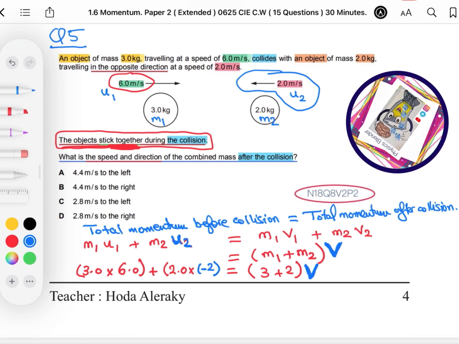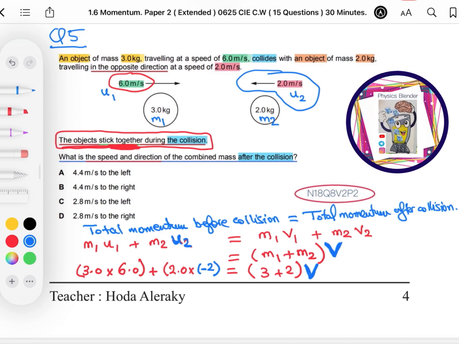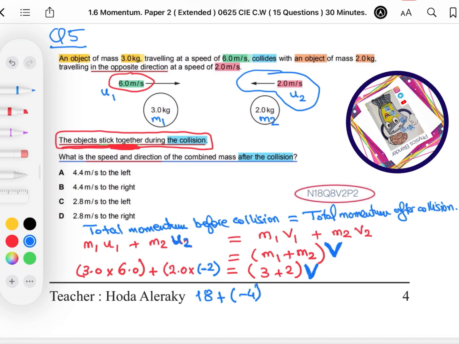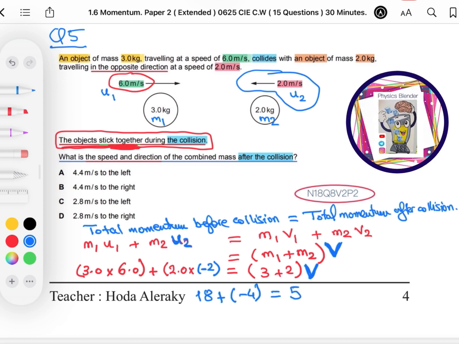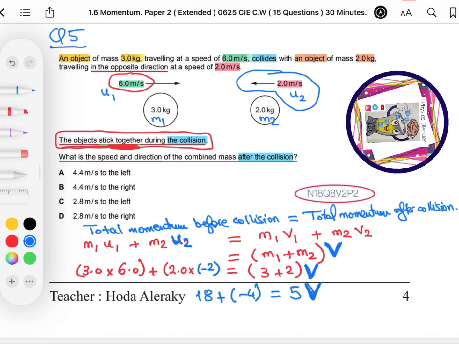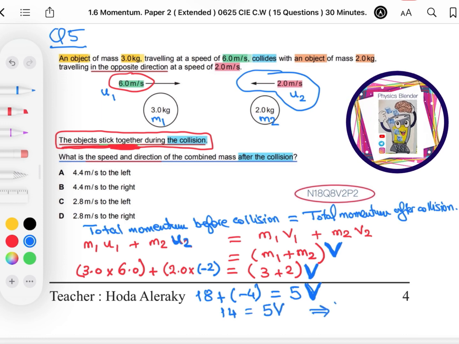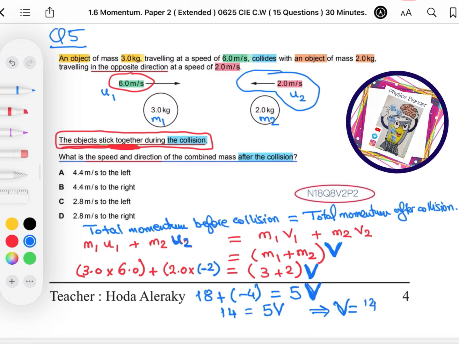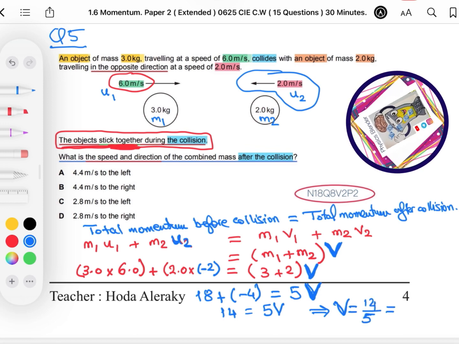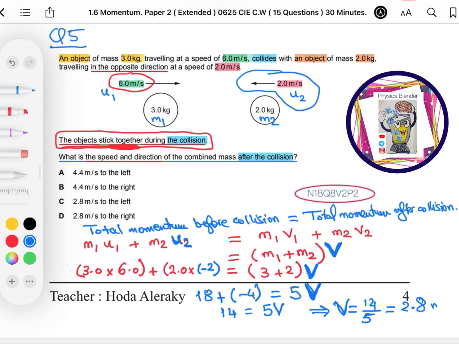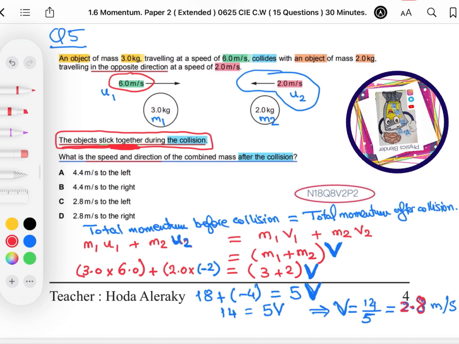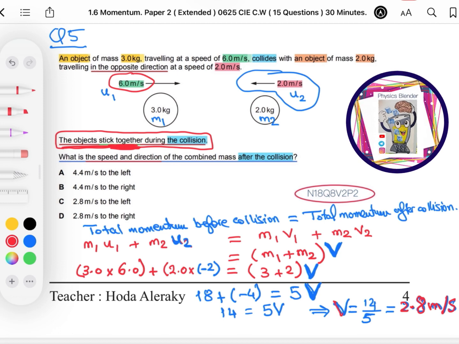Applying this equation, substitute, get your final answer. So you have here 18 plus minus 4 is equal to 5V. So you have here 14 equals 5V. So V is equal to 14 divided by 5, which is 2.8 meter per second. This 2.8 meter per second is the magnitude of the velocity.